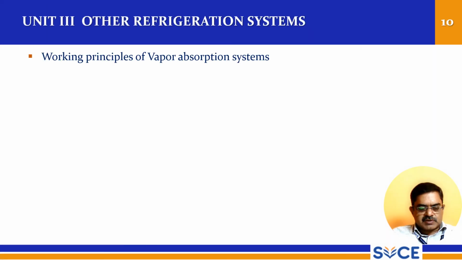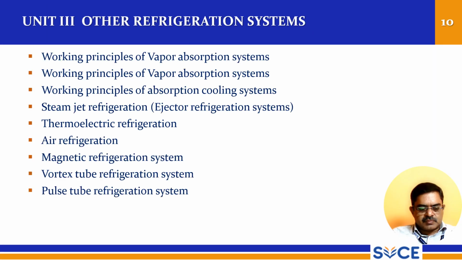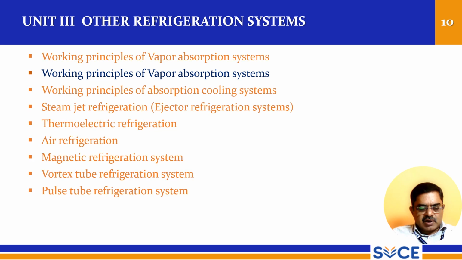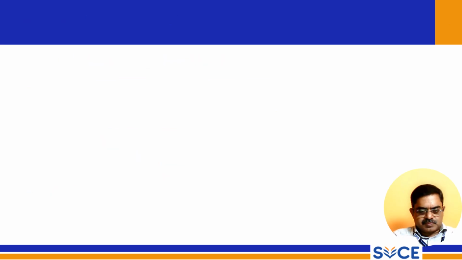So these are the topics in this unit. We are going to see all these topics. And today we will complete the vapor absorption system. In this session we will complete the vapor absorption system, which is known as the Electrolux refrigerator. It is also known as the ammonia hydrogen absorption system.